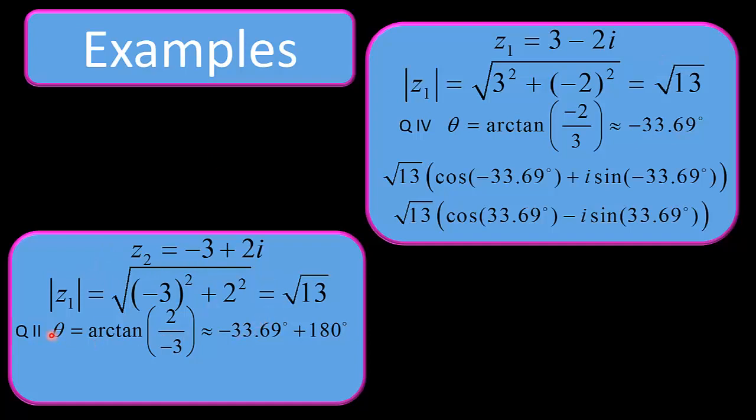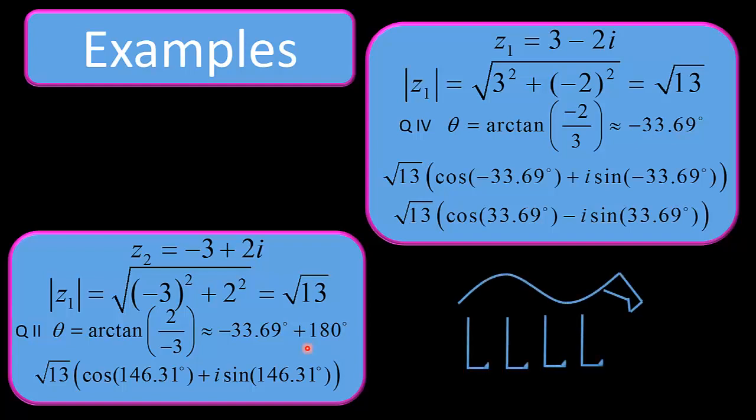So what we have to do, if we're in quadrant 2 or 3, is take the arctan and add 180 degrees to it. That's if we're in degrees. If we're in radians, we would add pi. So our answer is the square root of 13 cosine 146.31 plus i sine 146.31. And that's how we take a complex number and rewrite it in trig form.